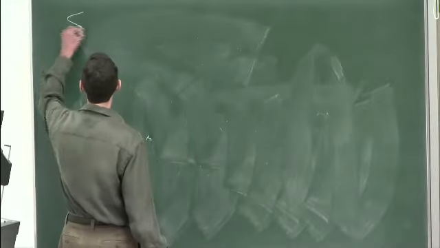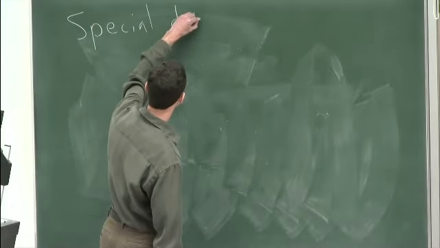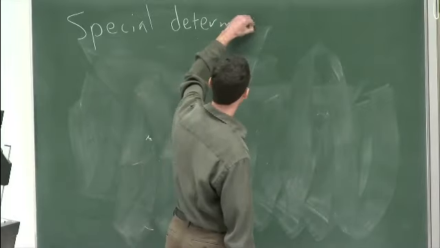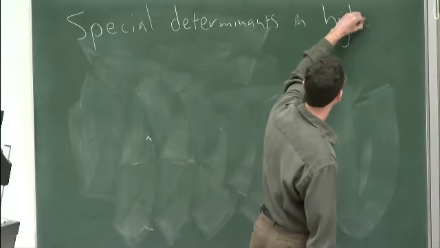The talk title is Special Determinants in Higher Rank Brill-Noether Theory. So I want to start just by recalling classical Brill-Noether theory.